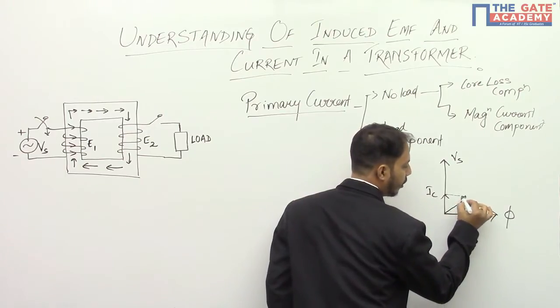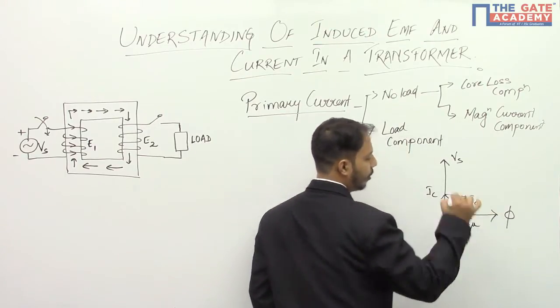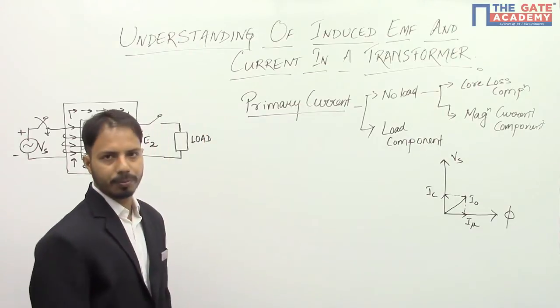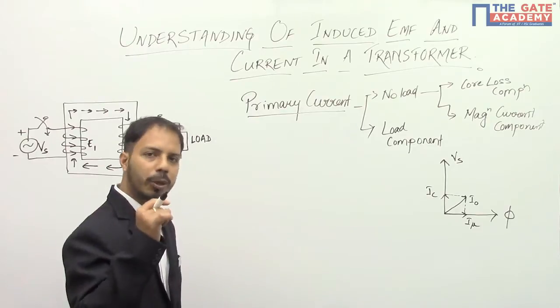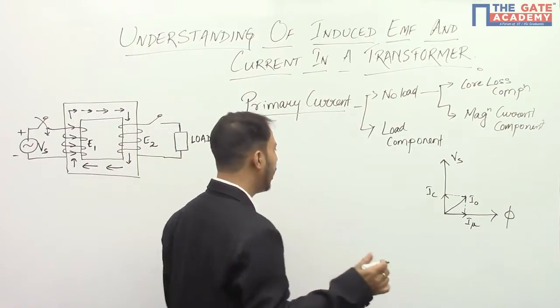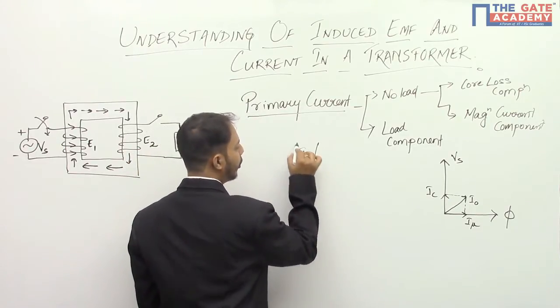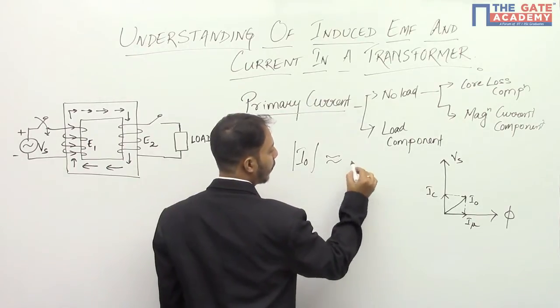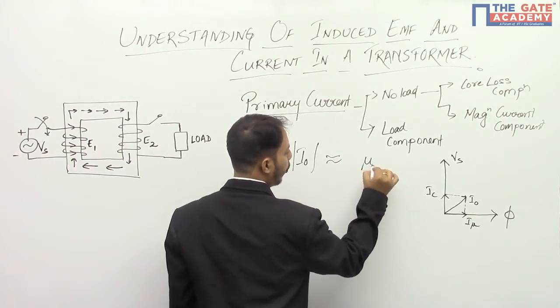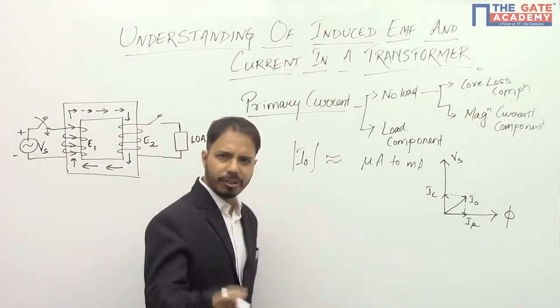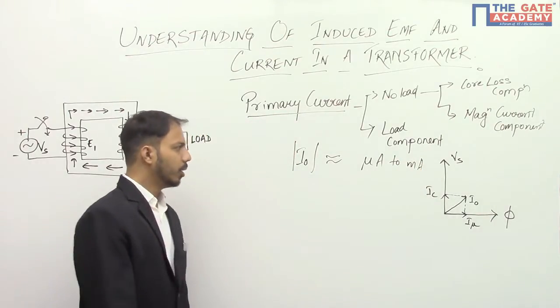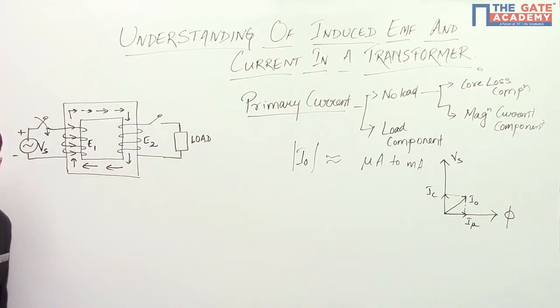In phasor addition, suppose this is my I naught. So this is my no load component. We all know that this no load component is very, very small. It will be in milliamps. So the I naught magnitude will be almost in microampere to milliampere at max. Very, very small. So this is the no load current, what is going on.